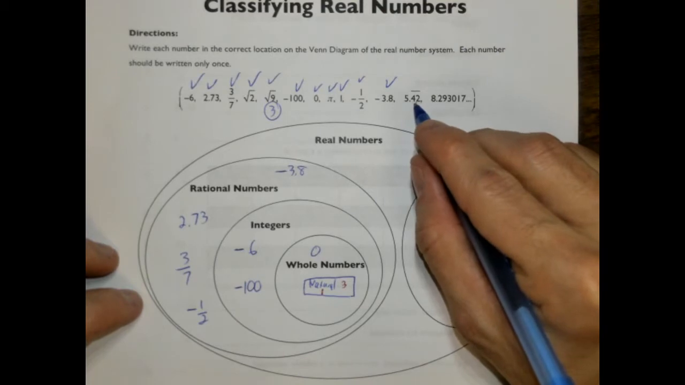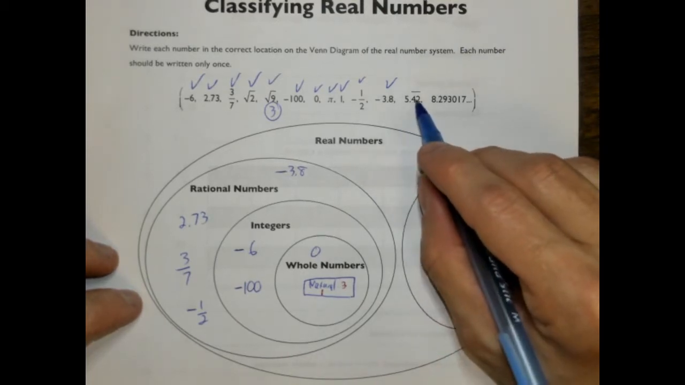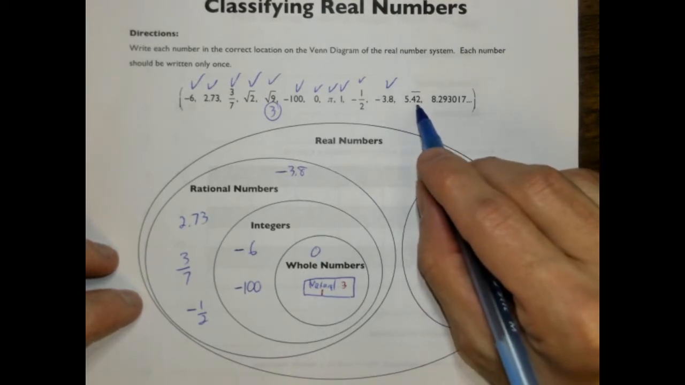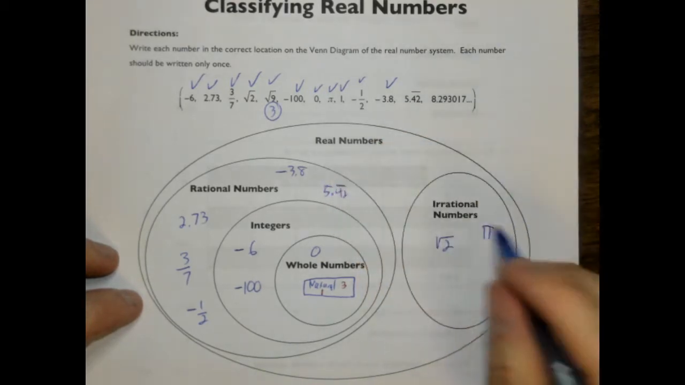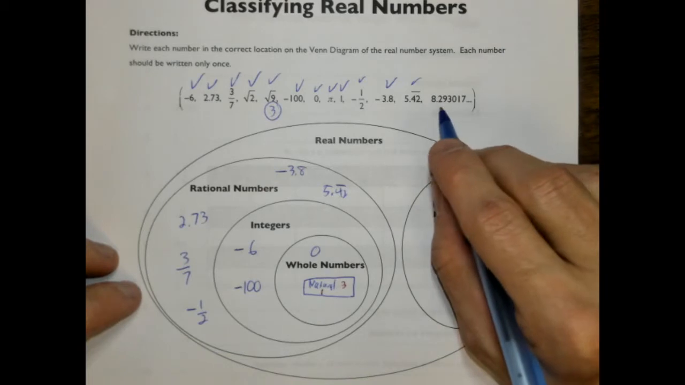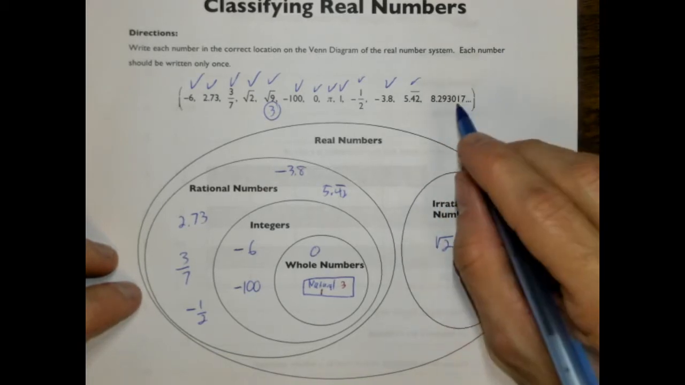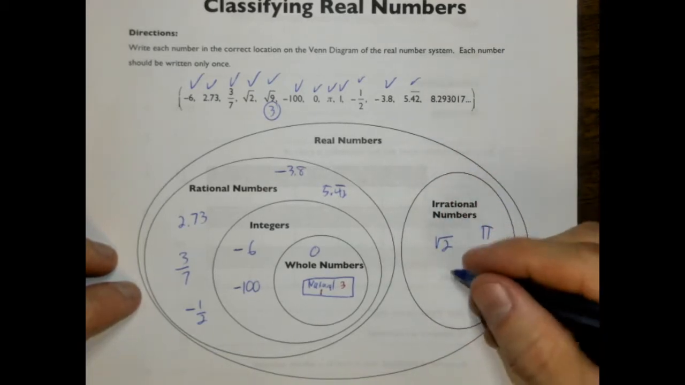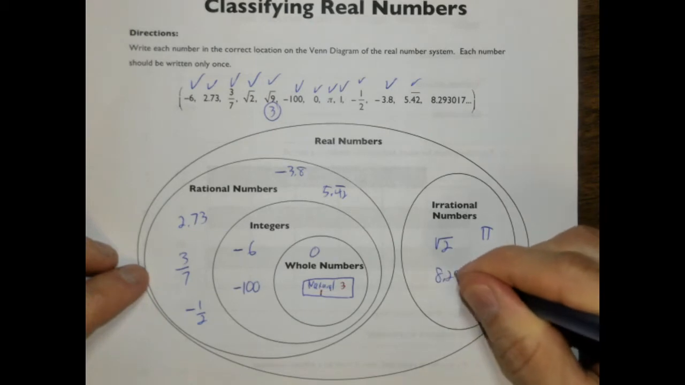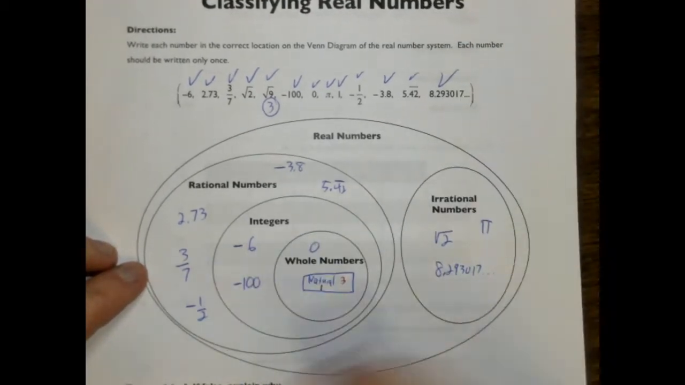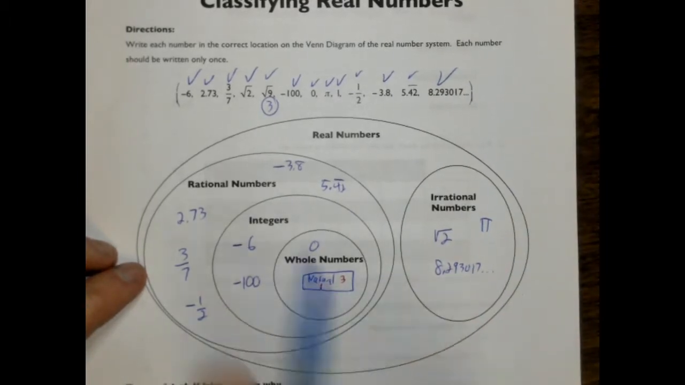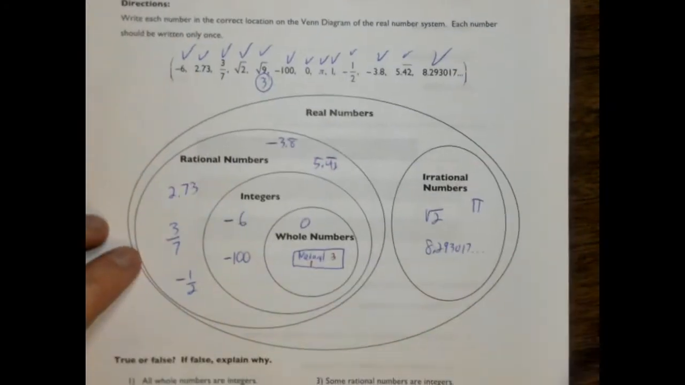5 and 42/100ths, this is repeating, therefore it could be written as a fraction. So 5 and 42/100ths repeating. This, however, is not repeating. This goes on with no discernible pattern, therefore that is an irrational number. You could not write that as a fraction. So 8.23017, okay. So that's how you'd classify all of those. Hopefully that answers some questions we have.